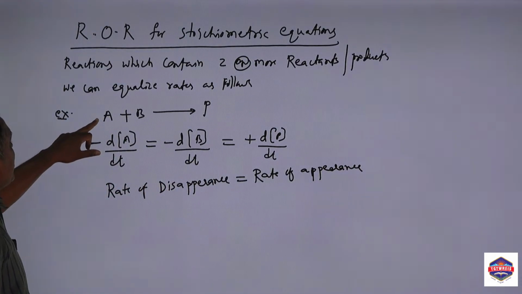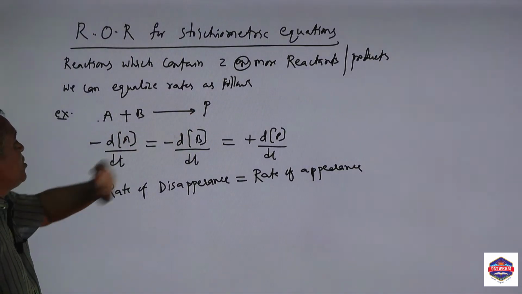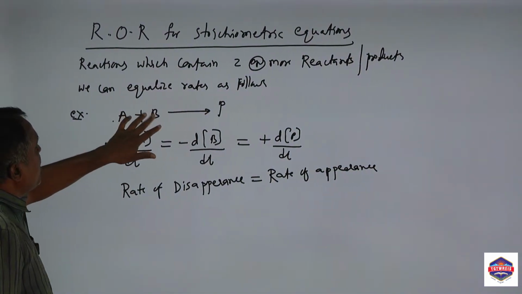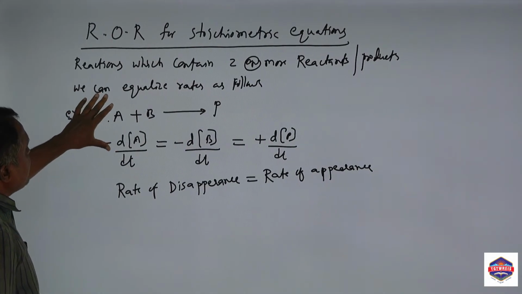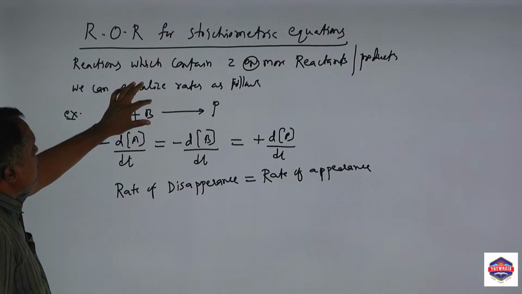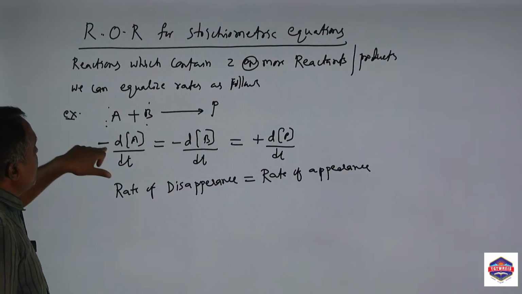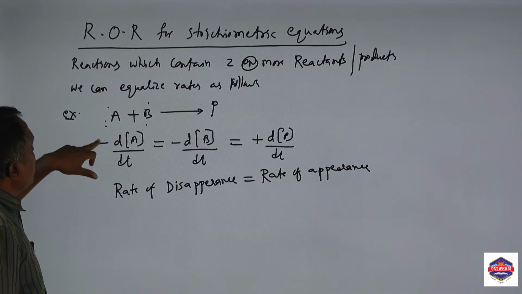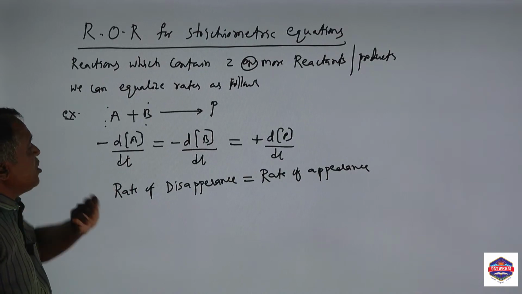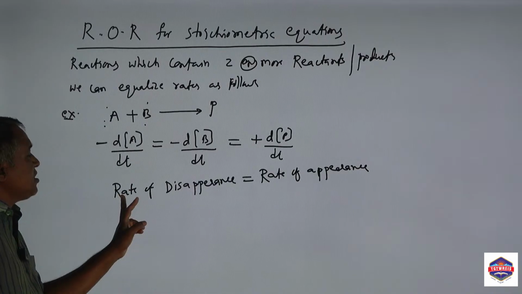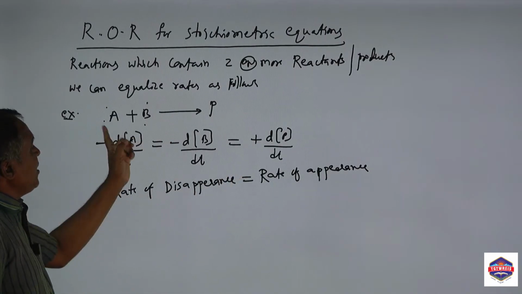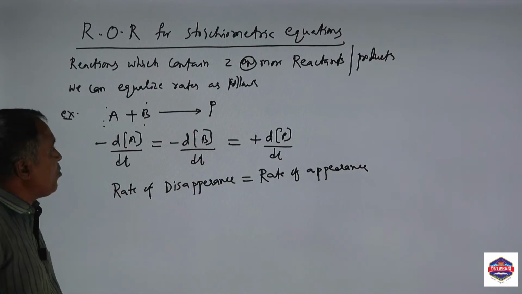Here A is the reactant, B is the reactant, and P is the product. But how can we equalize the rates? This is 1 mole and this is also 1 mole. Therefore, we can equalize the rates. Minus dA by dt is equal to minus dB by dt, and it is equal to plus dP by dt. It is based on the rate of disappearance of reactants being equal to the rate of appearance of the products.